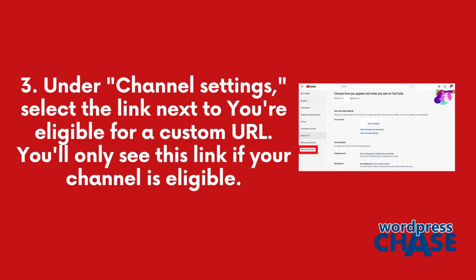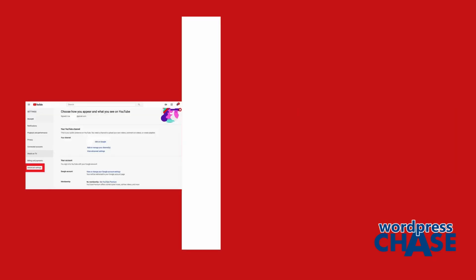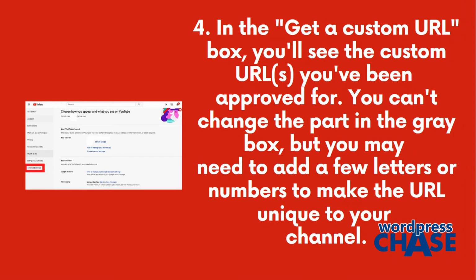3. Under Channel Settings, select the link next to "You're eligible for a custom URL." You'll only see this link if your channel is eligible. 4. In the Get a Custom URL box, you'll see the custom URLs you've been approved for. You can't change the part in the gray box, but you may need to add a few letters or numbers to make the URL unique to your channel.